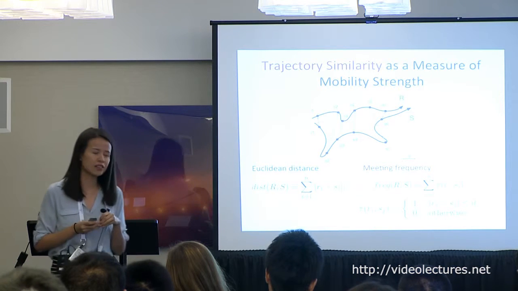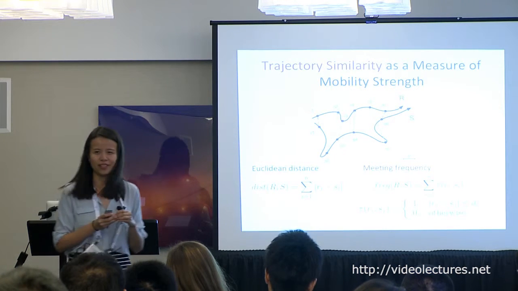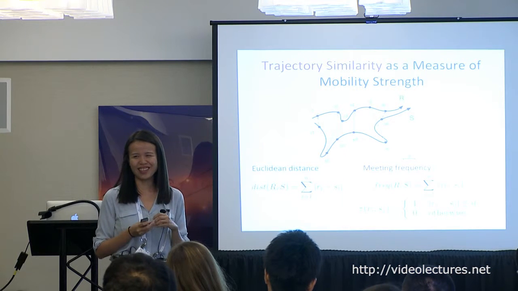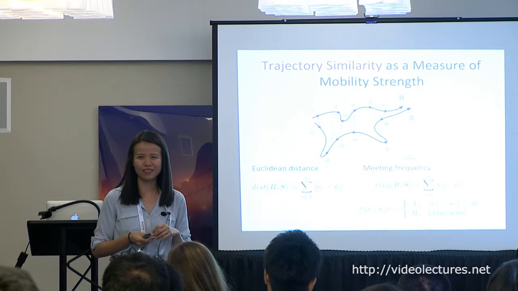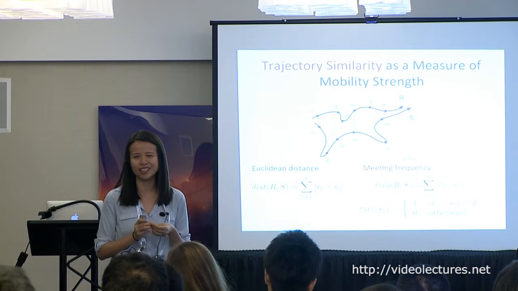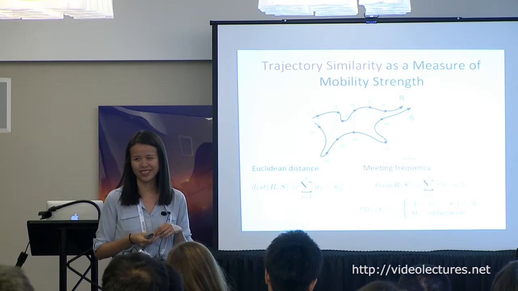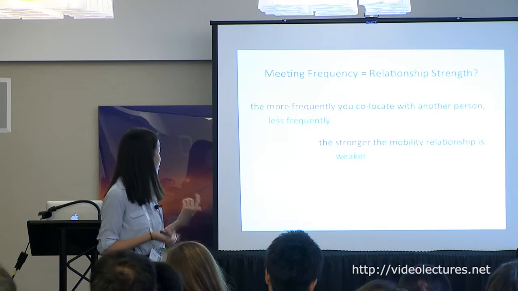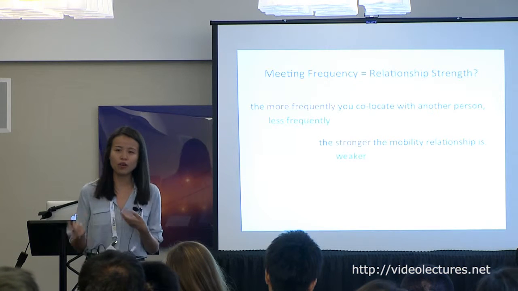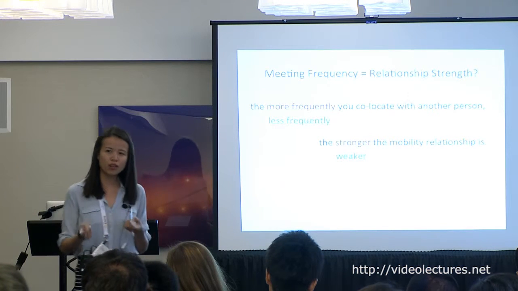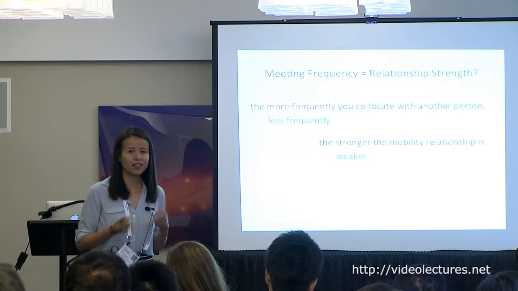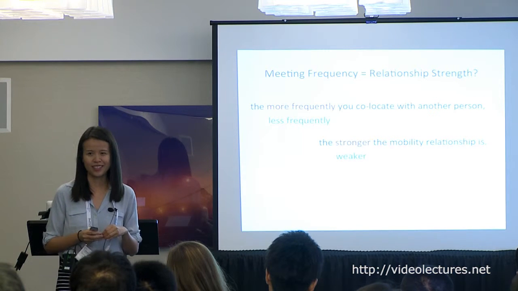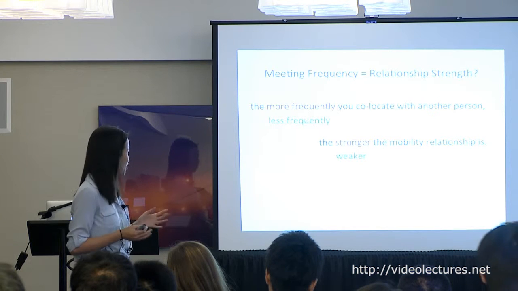Okay, but I think that definitely has problems. Otherwise, we won't have recent papers on this. So can anyone think about what is the problem of simply using the collocation frequency? Basically, I'm saying we are making this assumption: the more frequently you co-locate with another person, the stronger the relationship is. But the less frequently you co-locate, the weaker the relationship is. And do you all agree with this assumption?